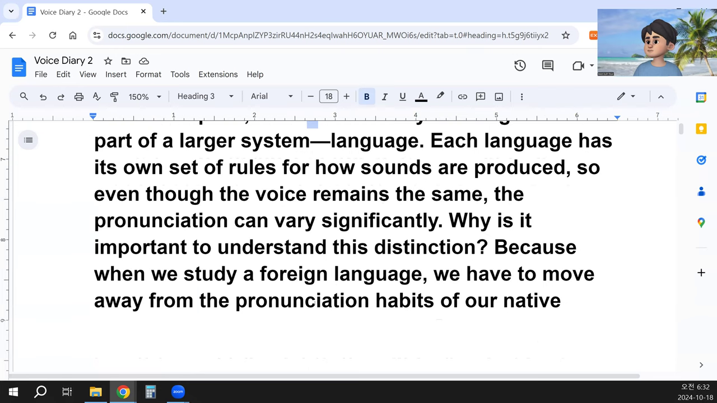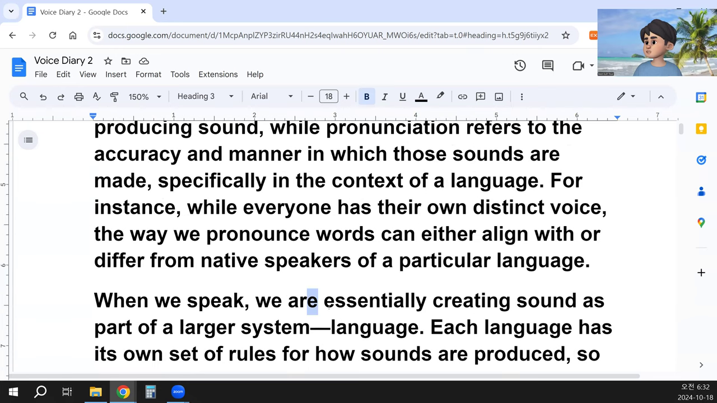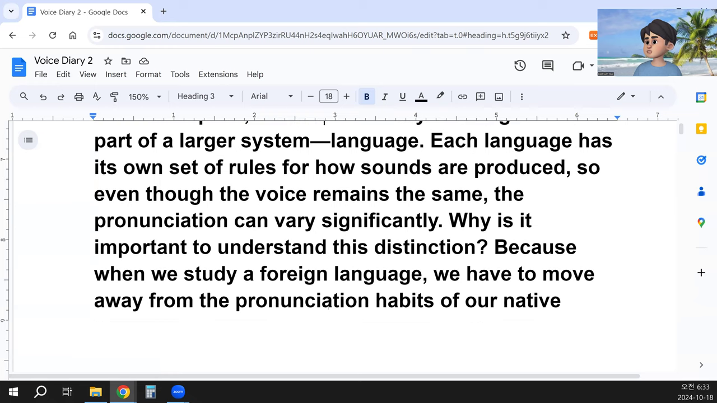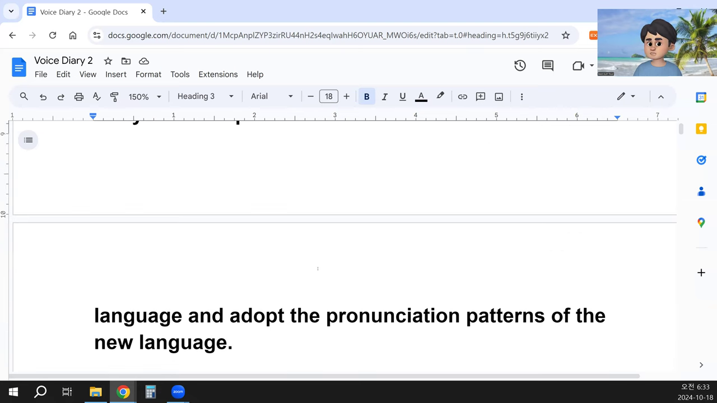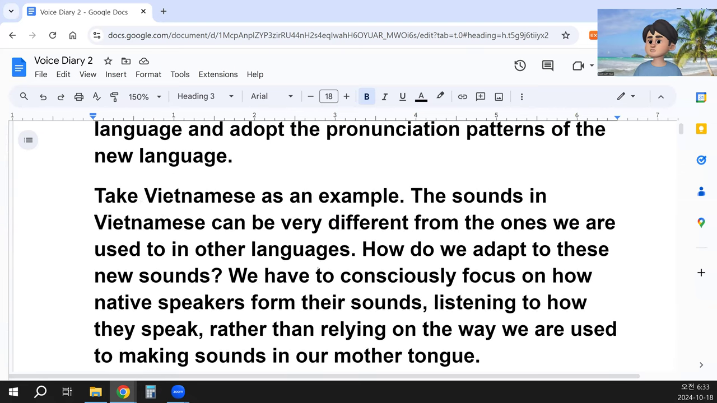When we speak, we are essentially creating sound as part of a larger language system. Each language has its own set of rules for how sounds are produced. So even though the voice remains the same, the pronunciation can vary significantly. Why is it important to understand this distinction? Because when we study a foreign language, we have to move away from the pronunciation habits of our native language and adopt the pronunciation patterns of the new language.